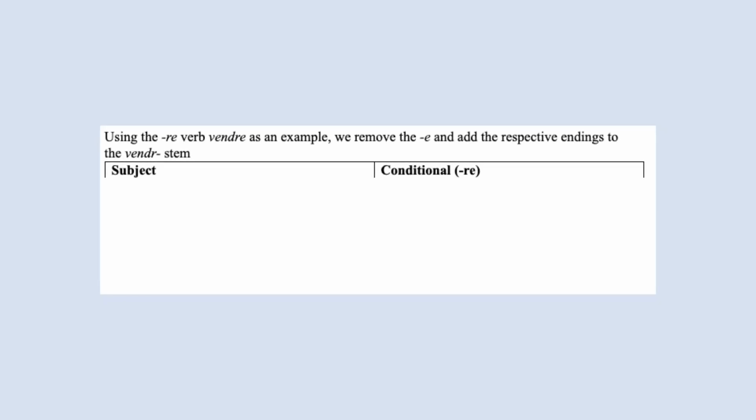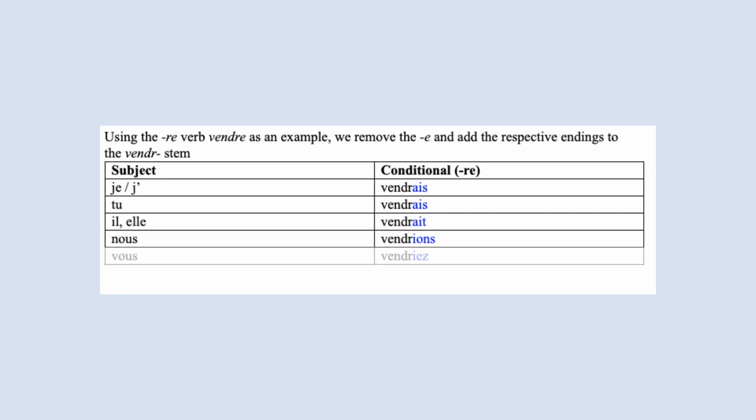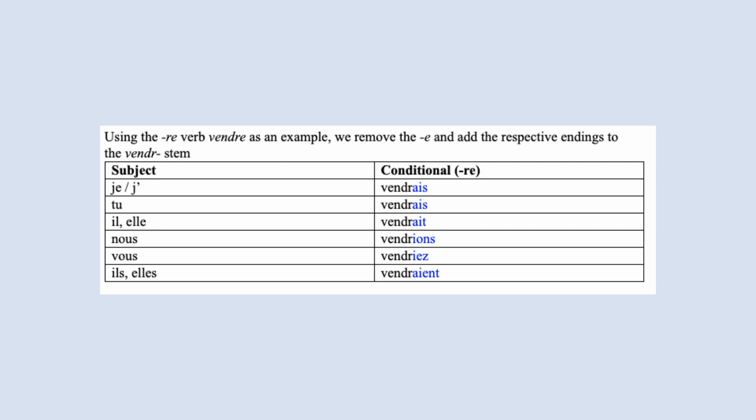And for vendre, we remove the E from its infinitive form and then add the respective conditional endings afterwards. Vendrais, vendrais, vendrait, vendrions, vendriez, vendraient. And that sums up regular French verb conjugations under the conditional.